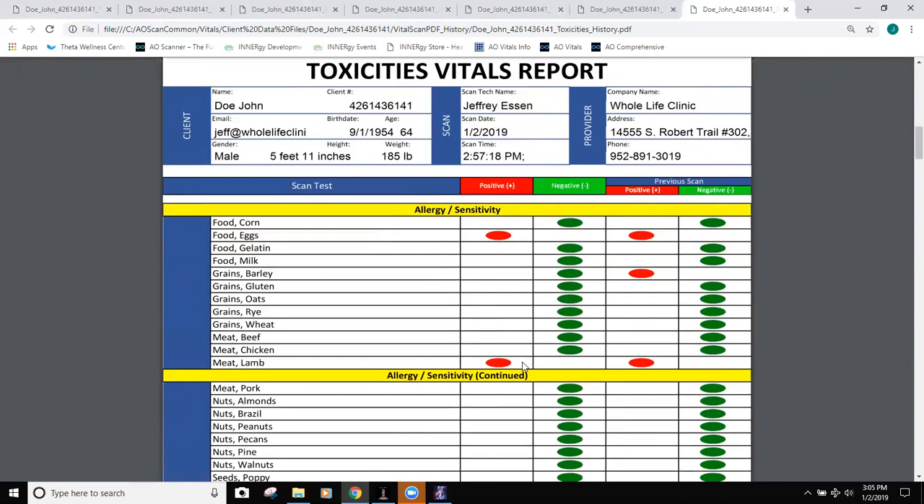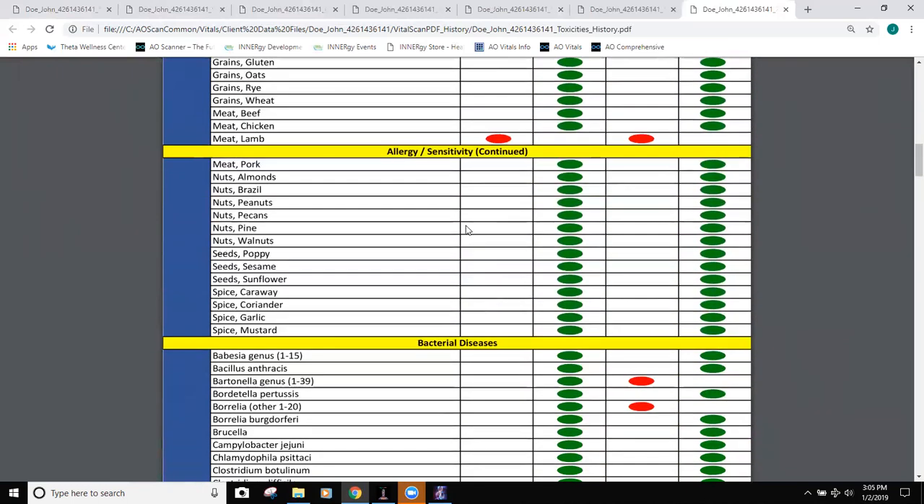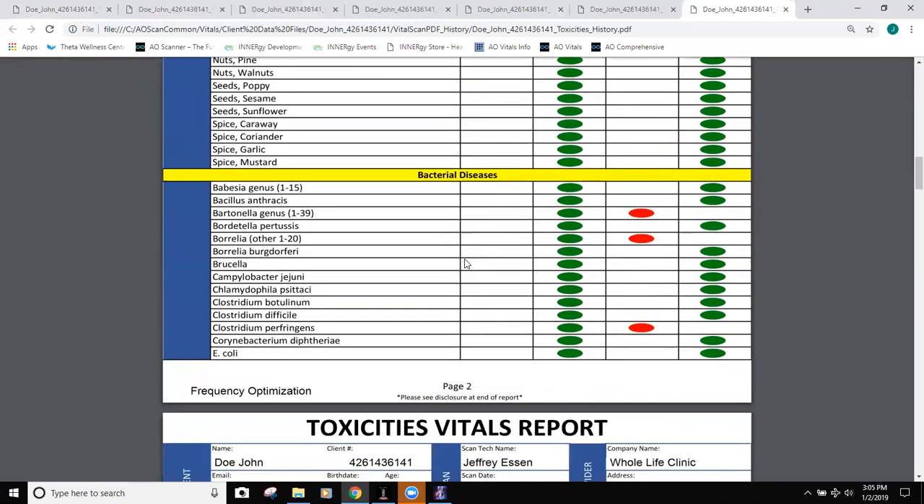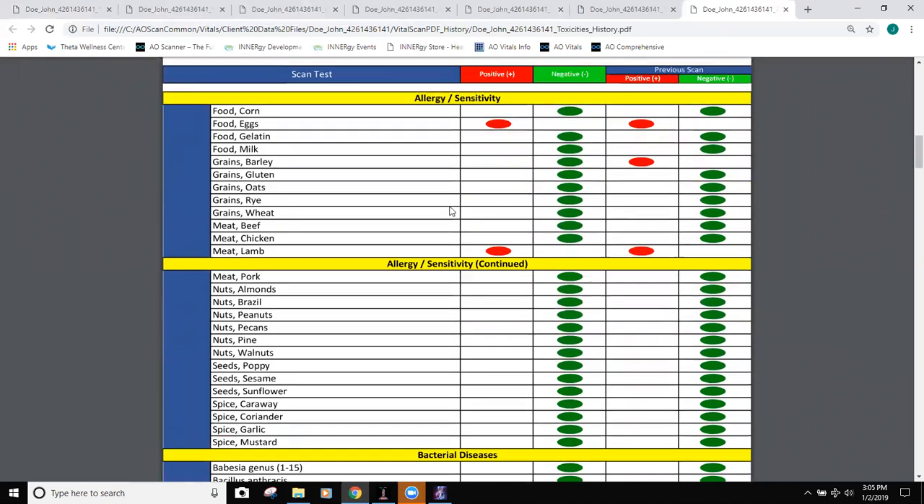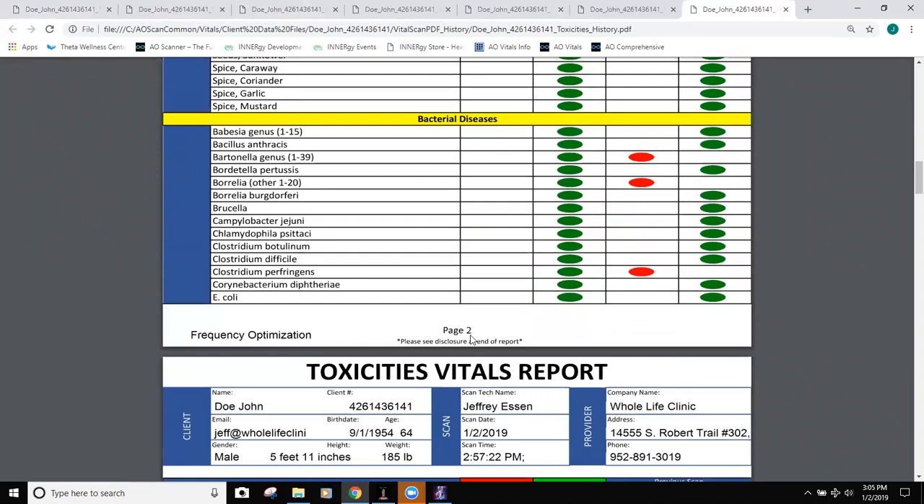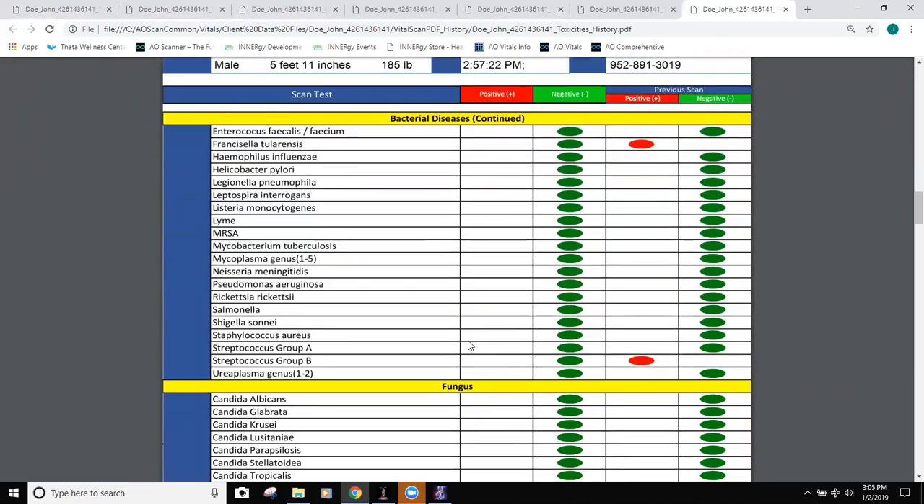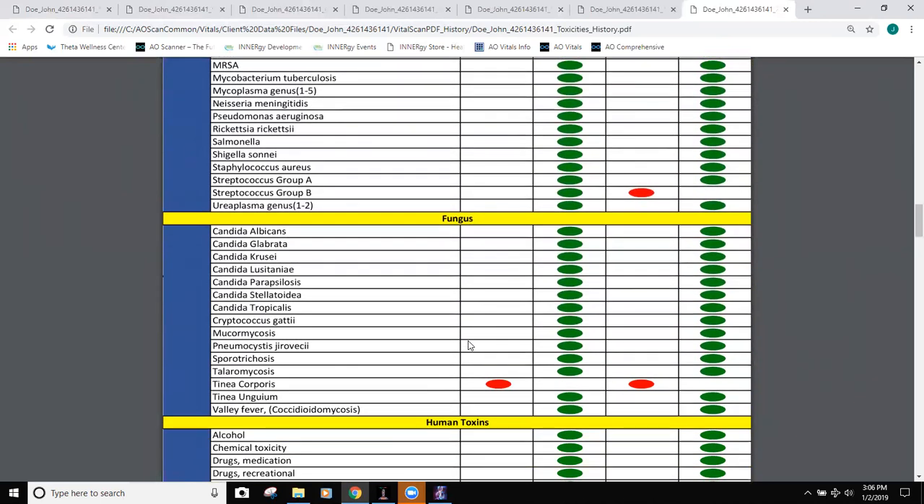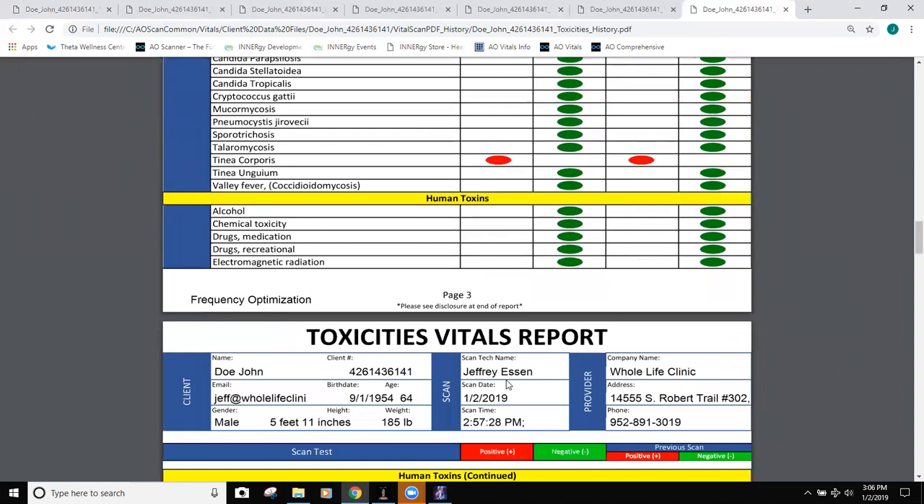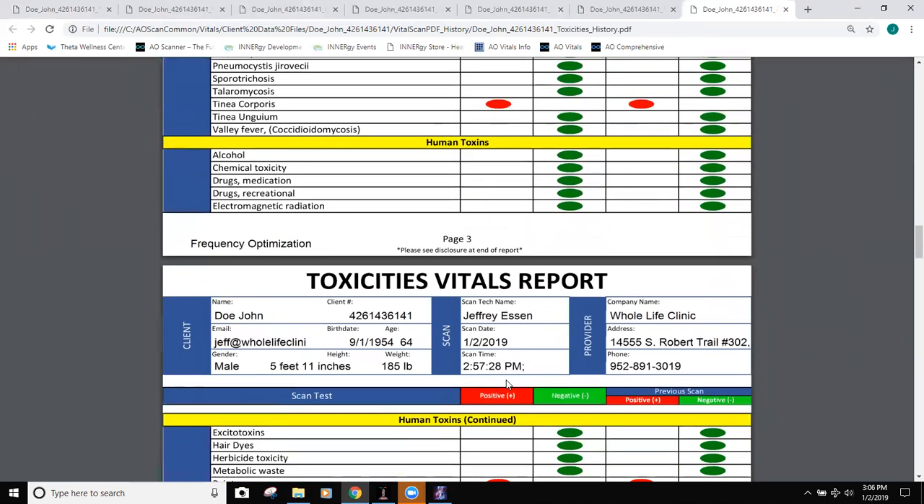Eggs show up, lamb shows up. None of the nuts and seeds and spices. And these are all based on categories by alphabetical order, so they're just in there that way. For bacteria, not much. Now we get down to fungus. There's a Tinea corporus. That's just a little bit of a fungus probably on the skin.